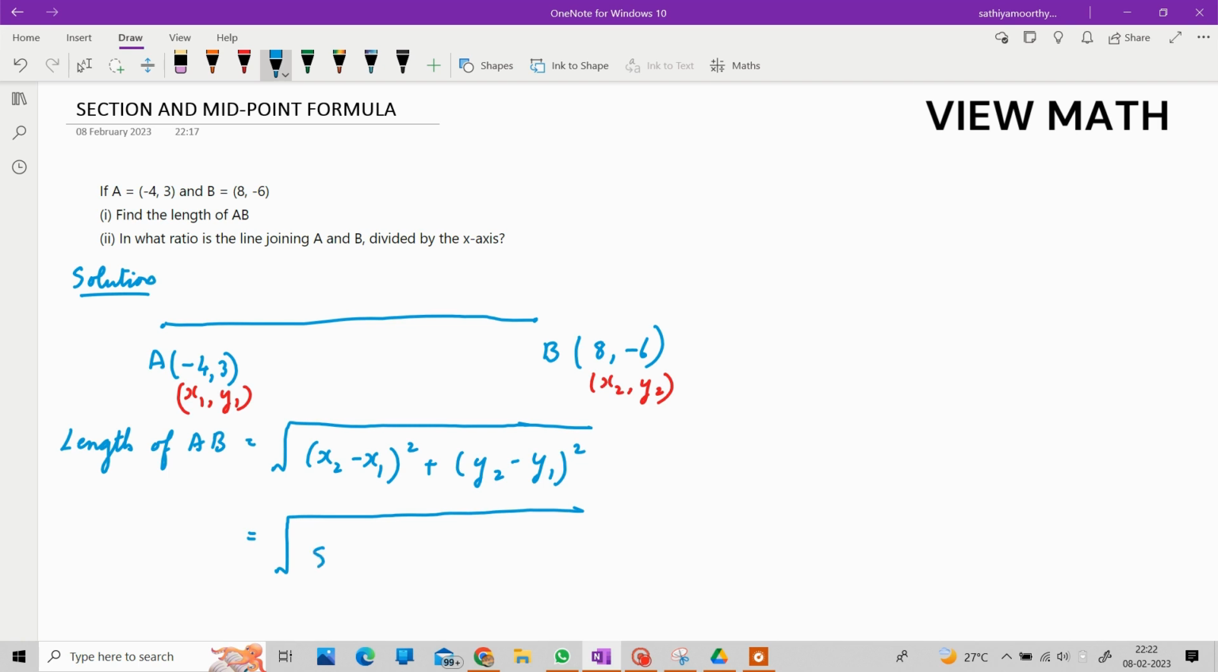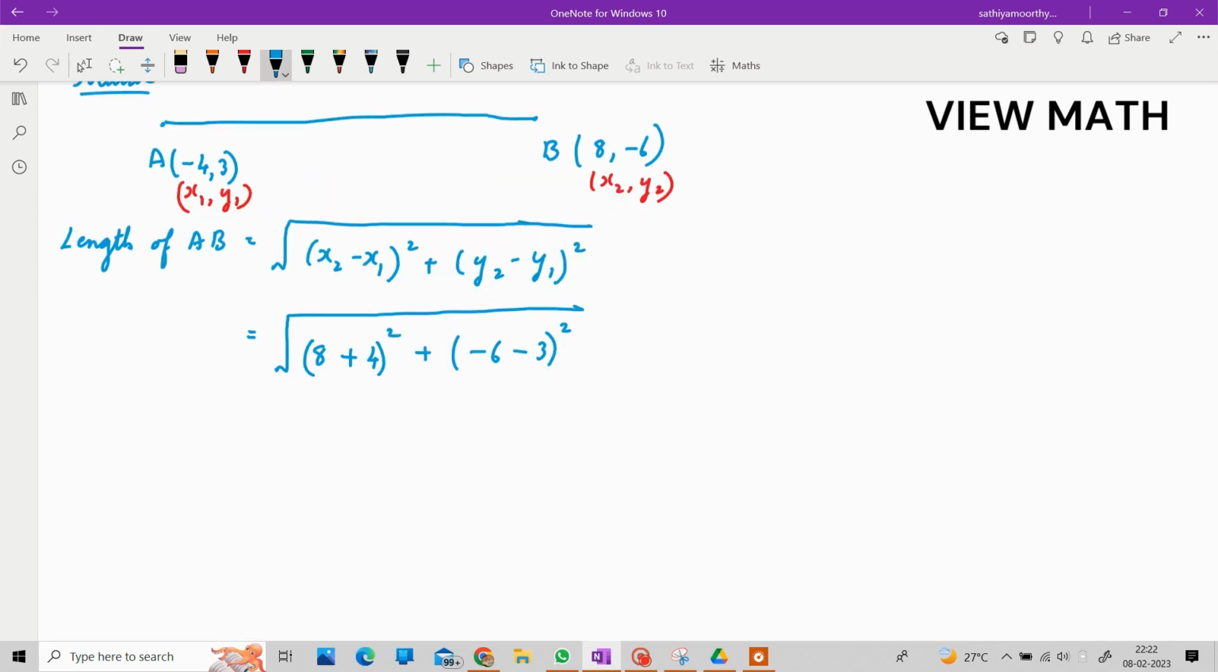x2 is 8. Let me put the bracket, minus x1, which is minus 4. Already there is a negative sign, so minus into minus becomes plus 4, the whole square, plus y2 is minus 6, minus y1 is 3, the whole square. Now let me simplify this. This is equal to square root of (8 plus 4 is 12) the whole square plus (minus 6 minus 3, it is minus 9) the whole square.